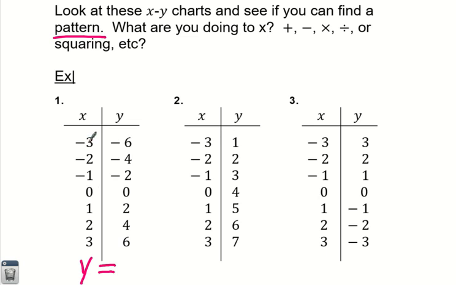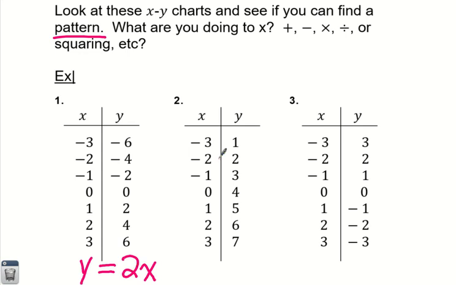Because -3 times 2 gets you this. -2 times 2 gets you this. -1 times 2, bam. 0 times 2, boom. This times 2, this times 2, this times 2. So the equation would be the x's times 2, or it's better to say 2x. So the equation for this is y equals 2x.